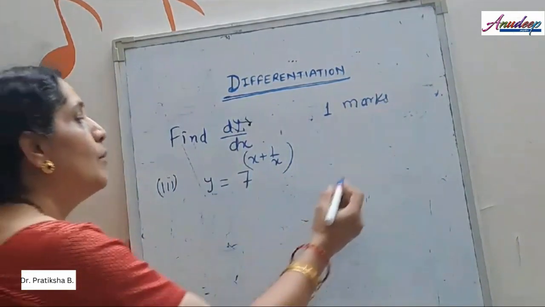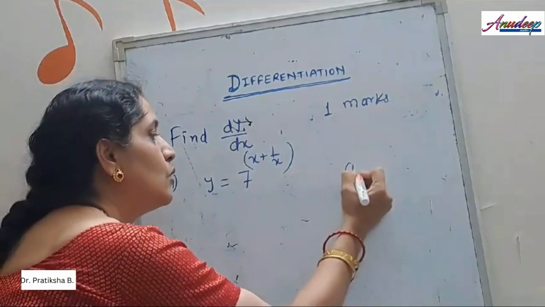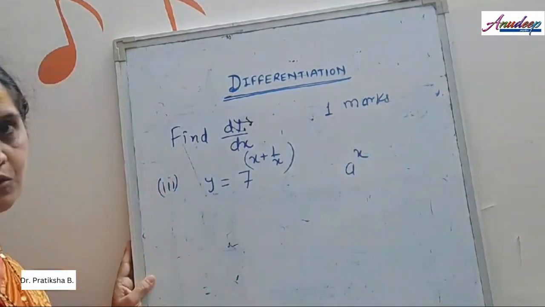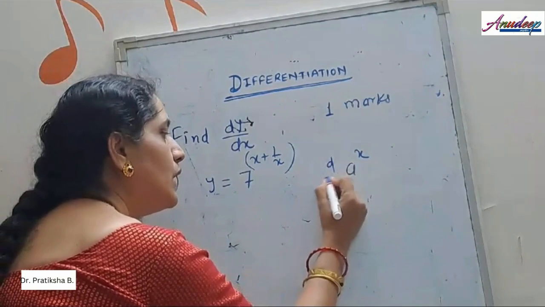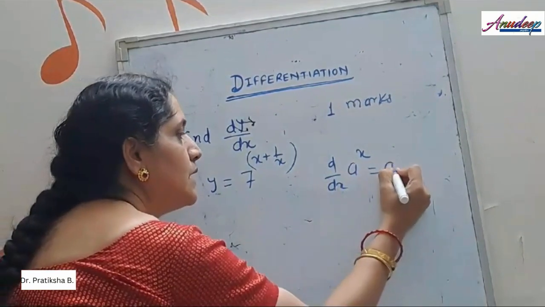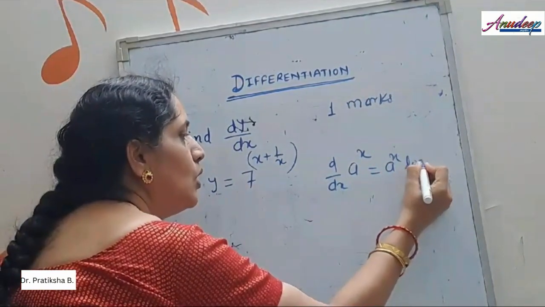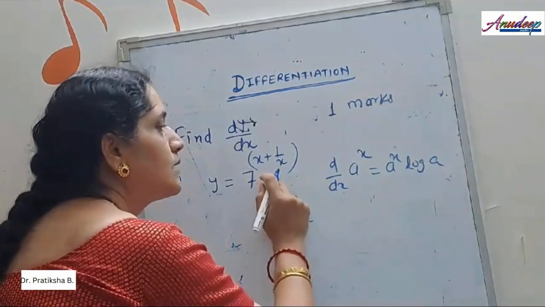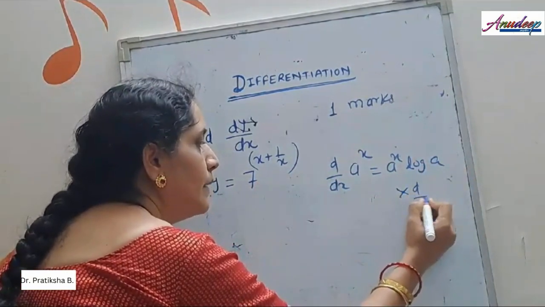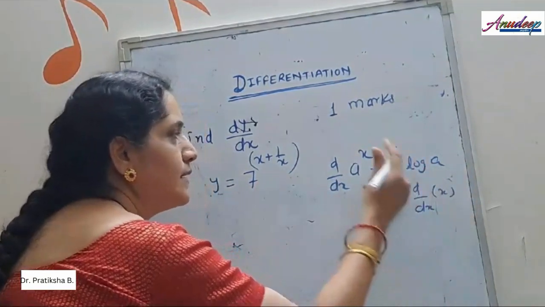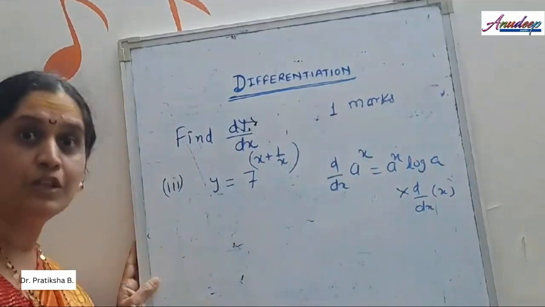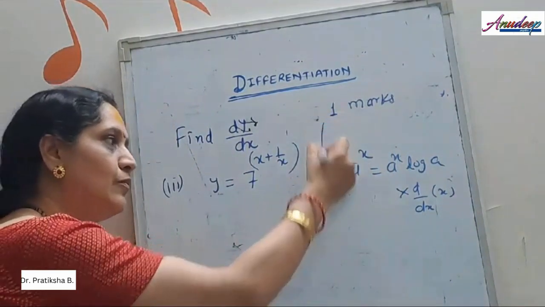As soon as you see this, you can relate it to the formula of a raised to x. And what is the derivative of a raised to x? It is a raised to x into log a. Now this is a composite function, so you have to multiply by the derivative of x. Here the derivative of x is 1, so it will not matter when you are writing this formula.